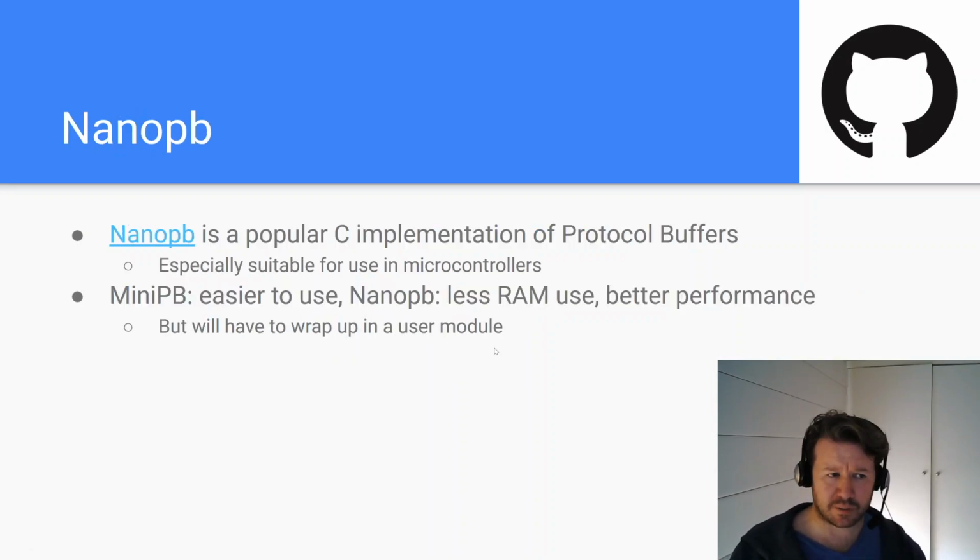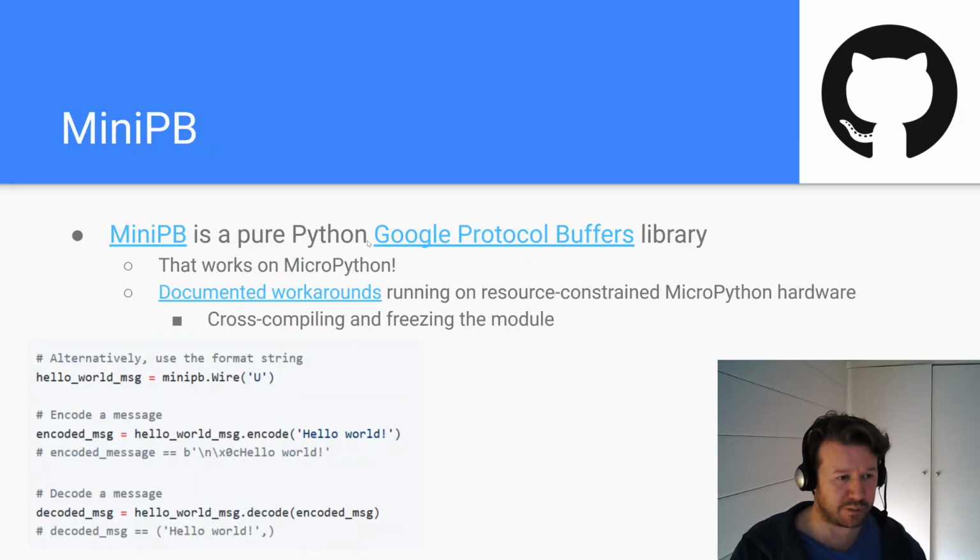Should also mention there's a really popular library which is written for microcontrollers to do this. It's a C library, Nano PB. So yeah, that's a really good option as well. But of course, Mini PB, the previous one, would be much easier to use.